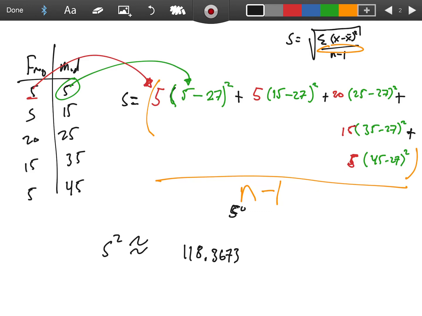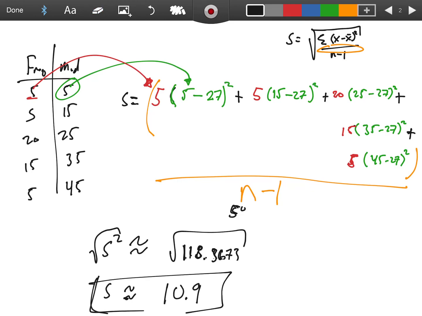Now we're not quite there. This would be the variance. If I stopped right here, this is s squared, an estimated variance, but that's not exactly what we want. To get the actual standard deviation, we take the square root, so s is an approximation of the square root of 118.36, and that comes down to 10.9 as a standard deviation for this data set.